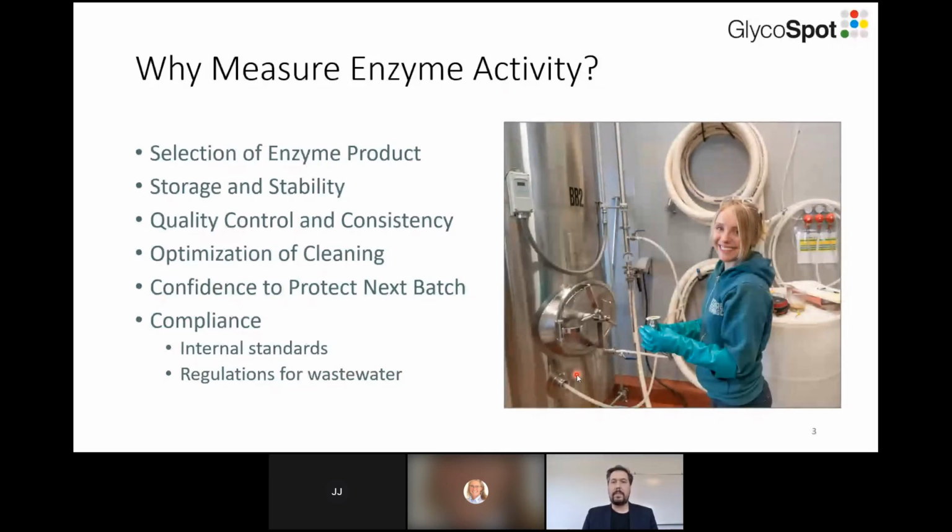And finally, there may be compliance reasons to be measuring enzyme activity. So either for standards that have been set within your company, or also regulations for wastewater disposal, or for example, if you're in food processing, to demonstrate that there are no residual processing aids in your product.